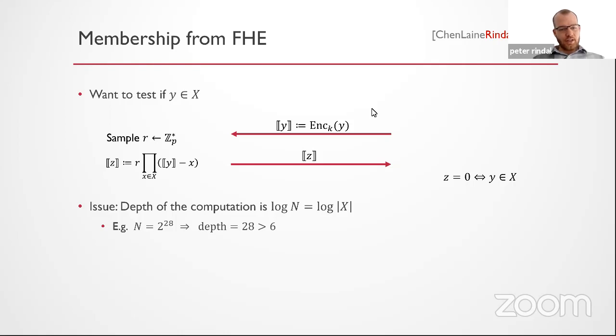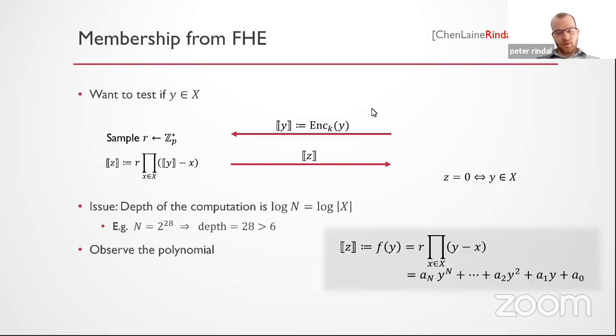However, there's one issue here: if you recall, I said our depth of computation can't be very high. Say the set X has size N, and N is 2 to the power 28, close to a quarter billion. Then the depth of this circuit to compute Z would be roughly 28, which is well beyond our depth limit for practical performance, at least.